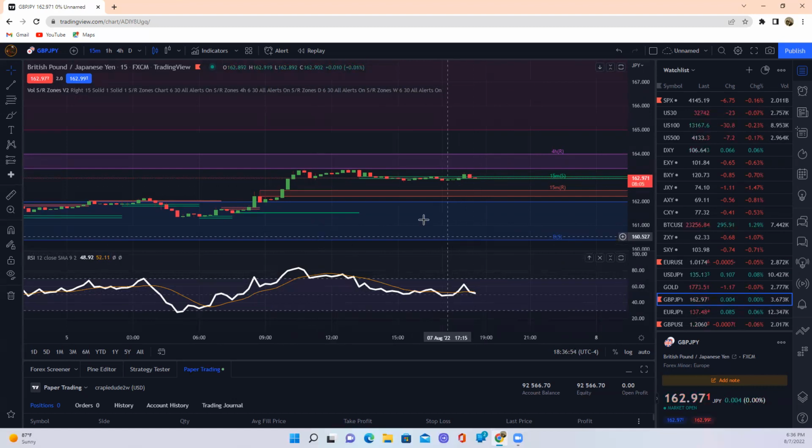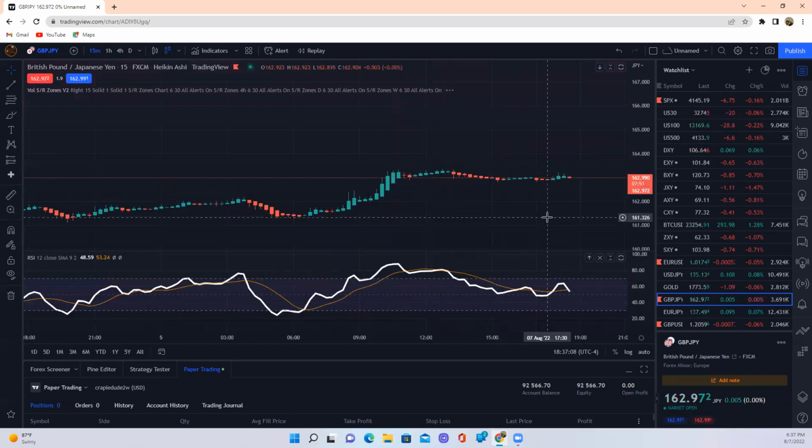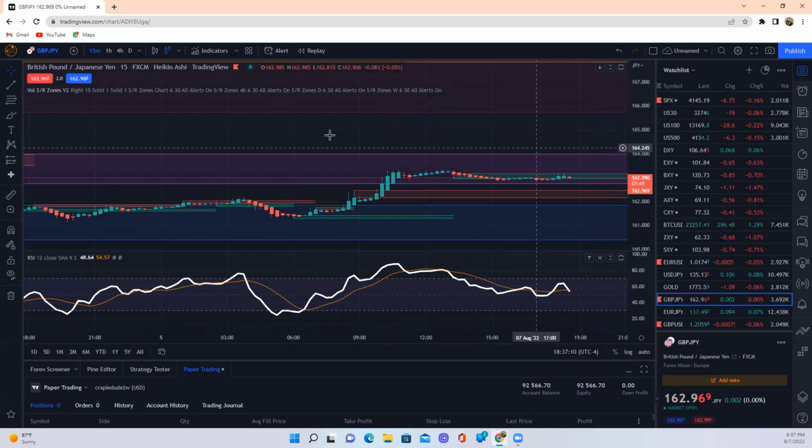So basically what you want to do is go up here and switch your candles. If you don't already have it up there, you can go through your candle selection and switch your candles to Heikin Ashi. So let me explain what Heikin Ashi candles are. Heikin Ashi candles are another way of doing your bar charts, or candlesticks.